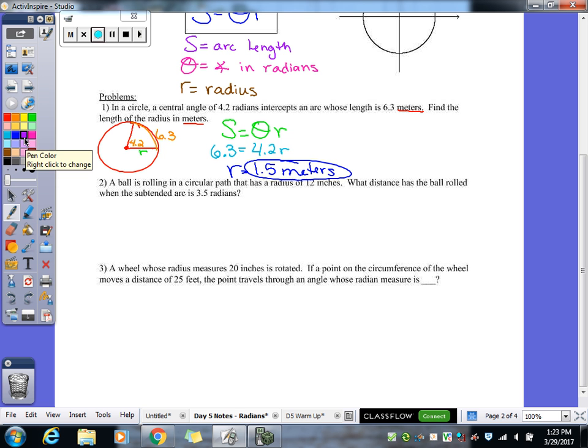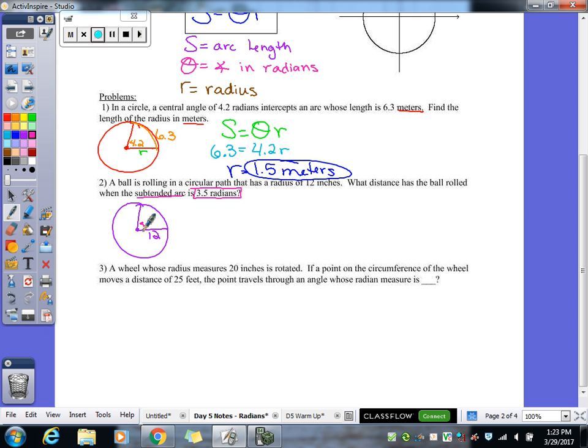So number 2, we got a ball is rolling in a circular path that has a radius of 12 inches. What distance has the ball rolled when the subtended arc is 3.5 radians? I just love it when they throw vocab words in there for you. So what we know so far is our radius is 12 inches. Now you could sit here and not really know what they mean when it says subtended arc. But it's the fact that they wrote 3.5 radians. That means what is the other thing we know?